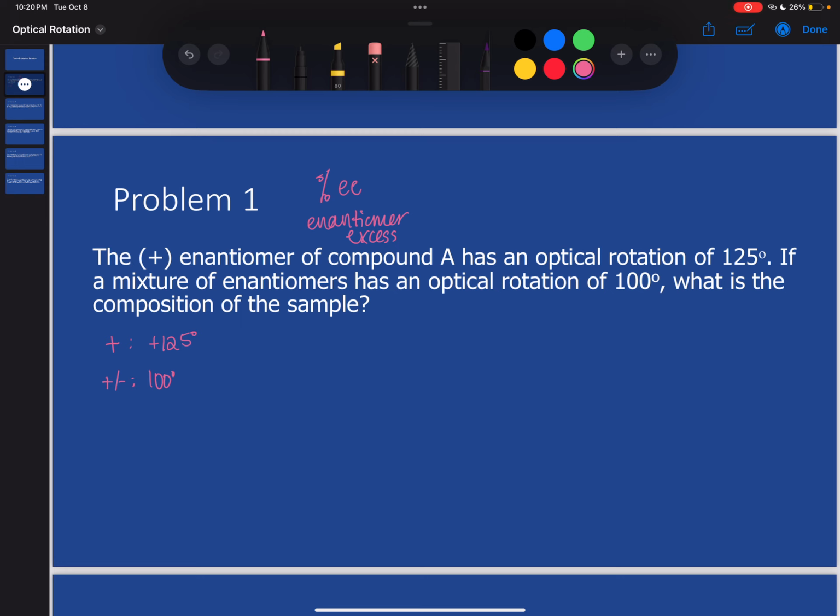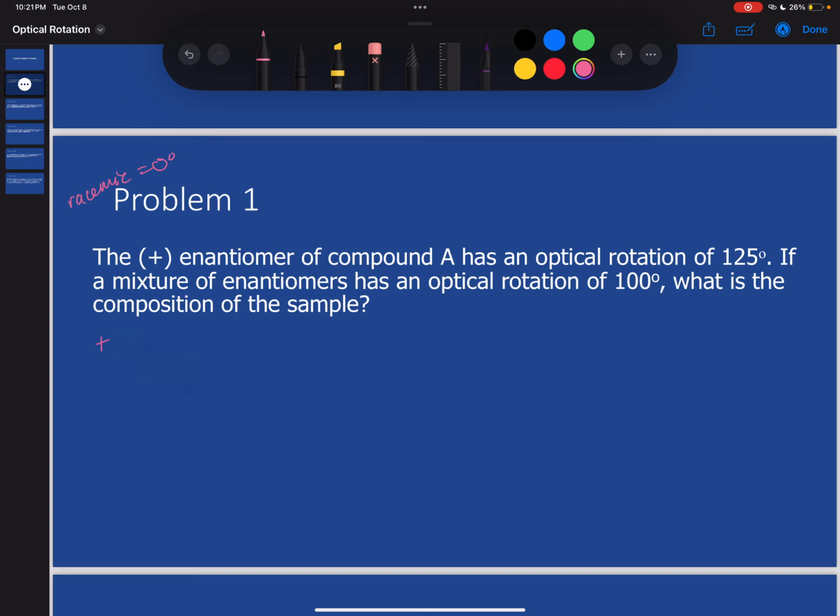If we have a 50-50 mixture of enantiomers, we should have an optical rotation of 0, because one enantiomer will rotate the plane of light in one direction, whether that be clockwise or counterclockwise, and the other enantiomer will rotate in the opposite direction. So if one goes clockwise and one goes counterclockwise, with equal amounts, they're just going to cancel each other out. That's why a racemic mixture gives you a 0 optical rotation.